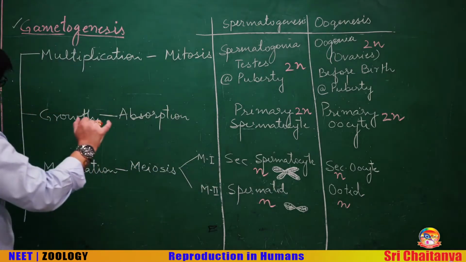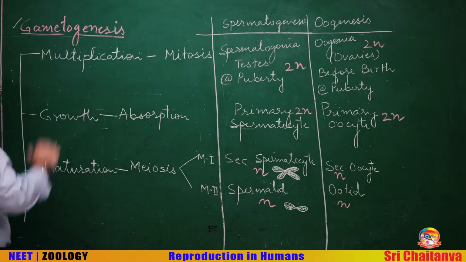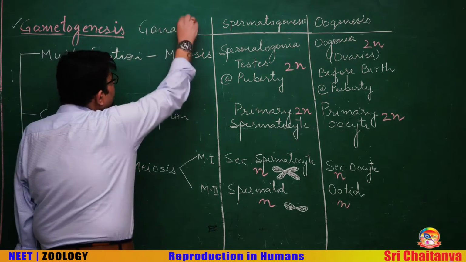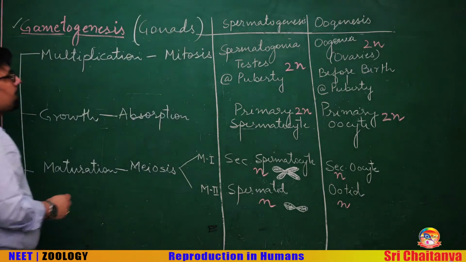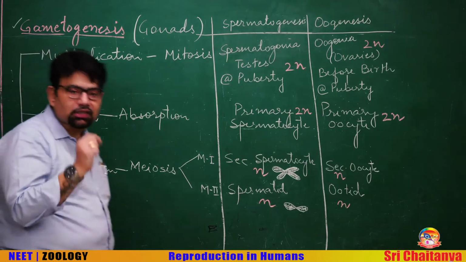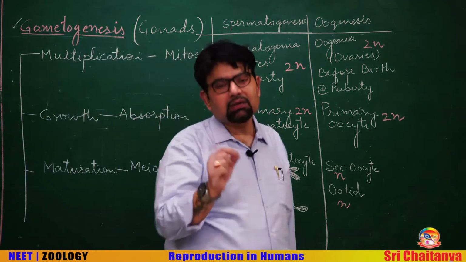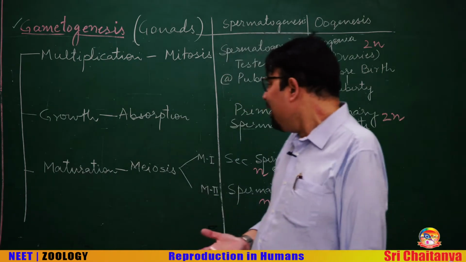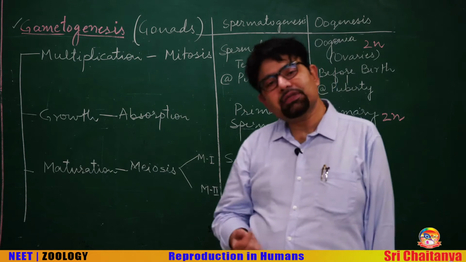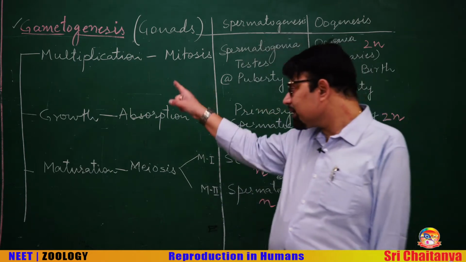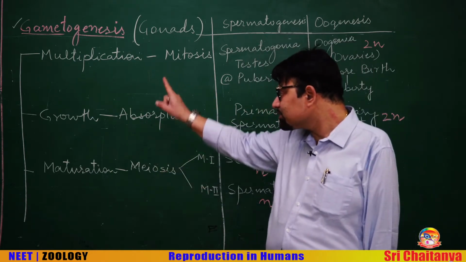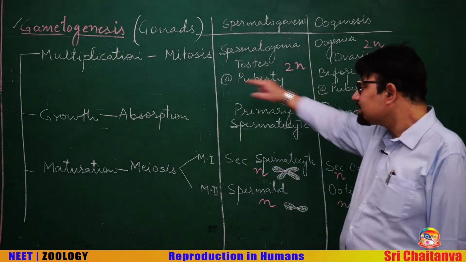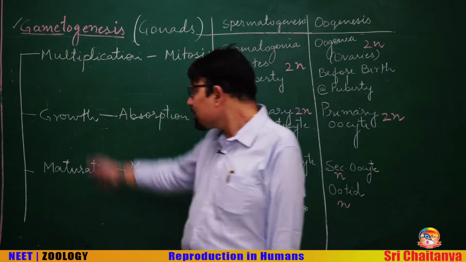Let's begin. So gametogenesis is formation of gametes. Site of gametogenesis, gonads. The precursor cells are the germ cells, 3G. Germ cells present in gonads and they form gametes. Now there are three common steps in gametogenesis. One is multiplication, growth and maturation. Multiplication, growth and maturation, MGM. Whether it is male or female, it is three common steps.